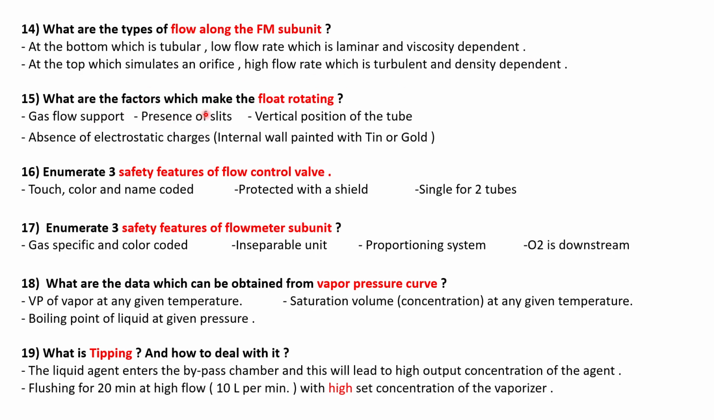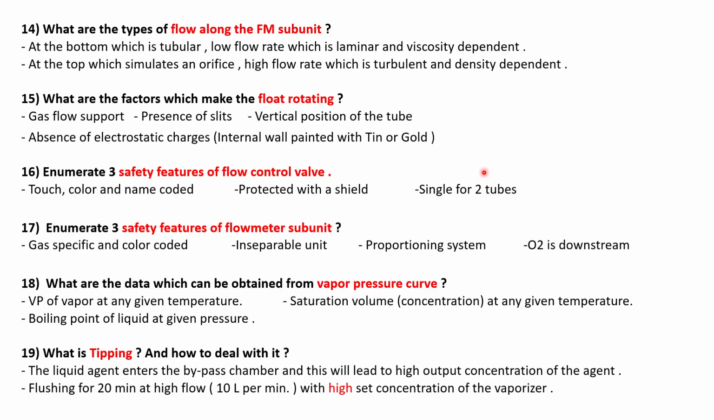What are the factors which make the float rotate? Gas flow support, presence of slits, vertical position of the tube, absence of electrostatic charges, inner wall painted with tin or gold. Enumerate three safety features of the flow control valve: touch, color and coded name, protected with a shield, single knob for two tubes. Okay, and each one is mentioned in the respective session.